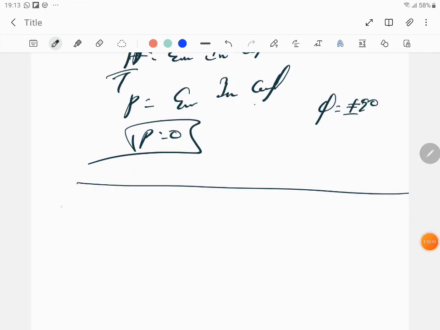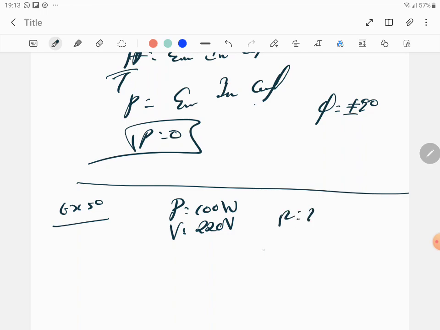Okay, so example 50. A light bulb is rated at power 100 watts and the rated voltage is 220 volts. Find the resistance of the bulb. So, we know the formula P is equal to V square by R. Just cross multiply and get the value of R. That's it. Next.